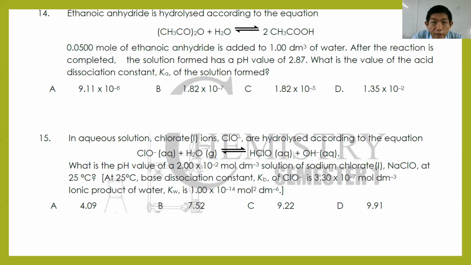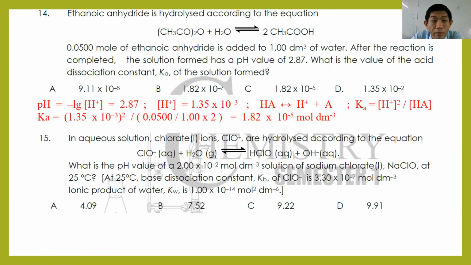Then we go to number 14. Ethanoic anhydride is hydrolyzed according to the equation (CH3CO)2O plus H2O gives 2 CH3COOH. 0.05 mole of ethanoic anhydride is added to 1.0 L of water. After the reaction is complete, the solution has a pH value of 2.87. What is the value of the dissociation constant of the acid? If you notice carefully in here, the acid comes from here. However, this reaction is reversible, meaning that it is not 100%. So if you want to calculate the pH of the solution, first you have to calculate the concentration of H plus by using the pH. pH is negative log of H plus, or H plus is equal to the antilog of negative 2.87, and you get 1.35 times 10 power negative 3. We know that the dissociation HA gives H plus plus A minus, so Ka is equal to the concentration of H plus squared divided by the concentration of the acid involved.